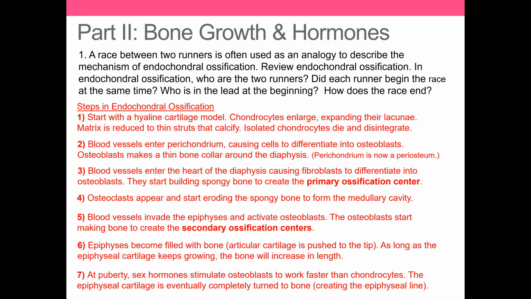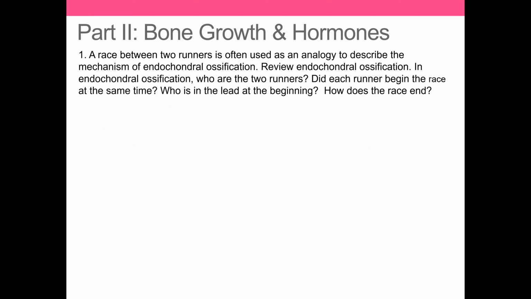So let's look at the second part of the question. In endochondral ossification, who are the two runners? Did each runner begin the race at the same time? Who is in the lead at the beginning? How does the race end? So the race is between the osteoblasts making bone and the chondrocytes making cartilage.